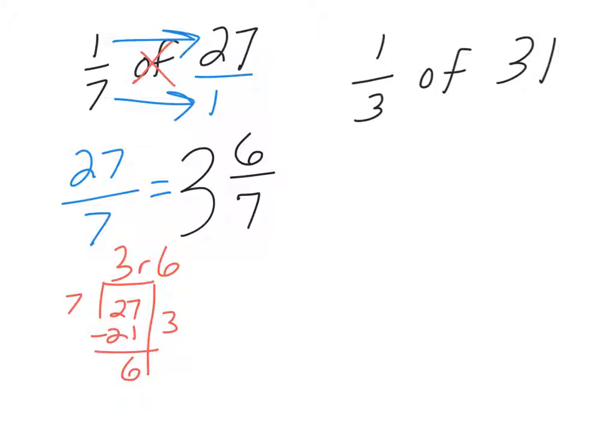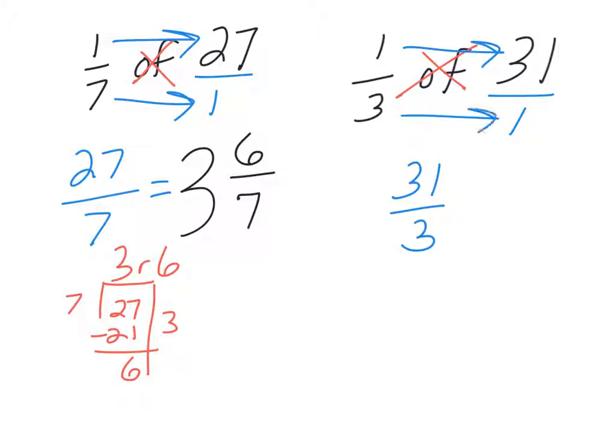And let's look over at this last problem here. We have 1/3 of 31. Of means times. We multiply straight across. It's 1, the numerator, times 31 is 31. We keep the 3 on the bottom because it's 3 times 1, and we are left with 31/3.